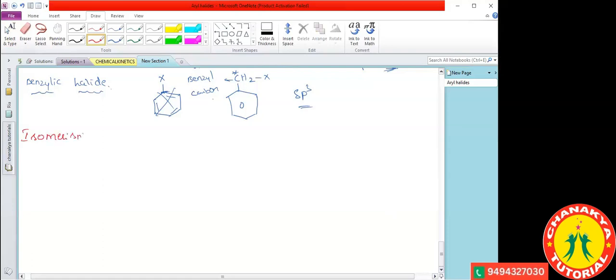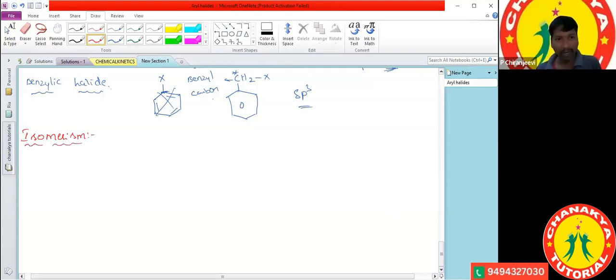Same chemical formula for different structures. Very good. So two or more compounds having the same molecular formula but differing in any one of the physical or chemical properties of the compound is called isomerism. The two compounds we can call isomers, and the phenomenon is called isomerism.